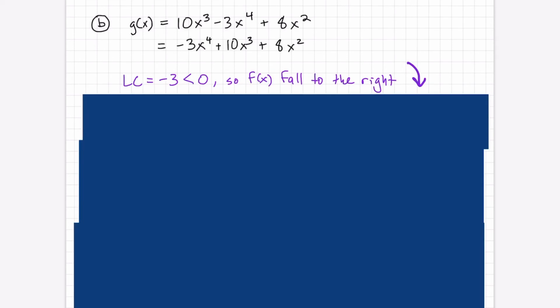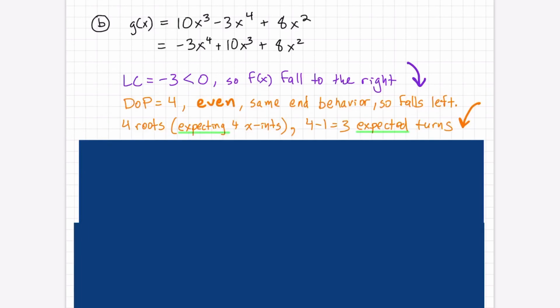All right. Next, we need to look at the degree of the polynomial. So what's the degree of the polynomial? Hopefully you said 4. So if it's 4, is that even or odd? That's even. And so then if it's even, is that same or opposite in behavior? It's the same. So the degree of the polynomial is 4. We have even in behavior, so therefore we have same in behavior. And it's going to fall to the left.